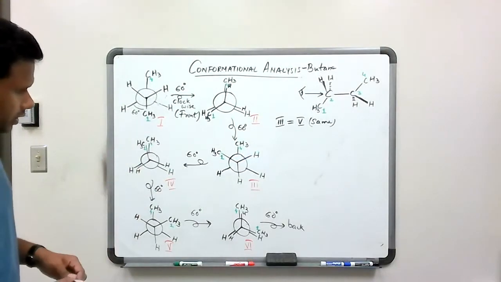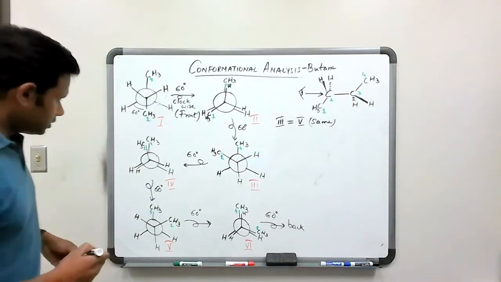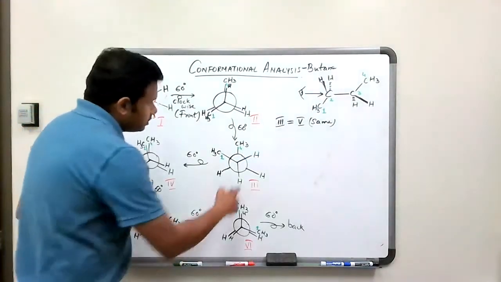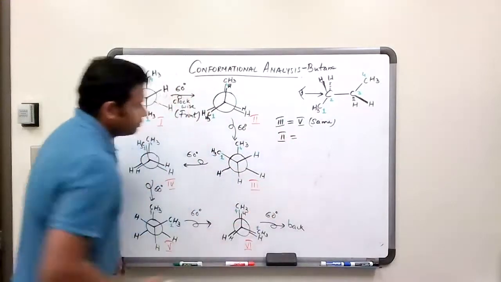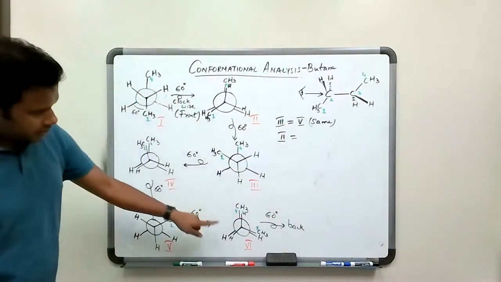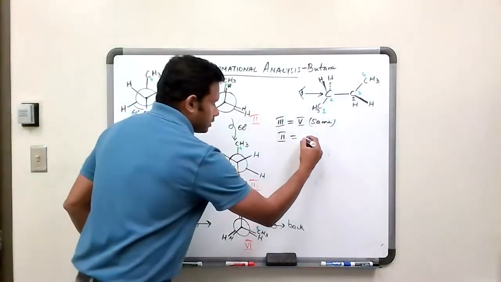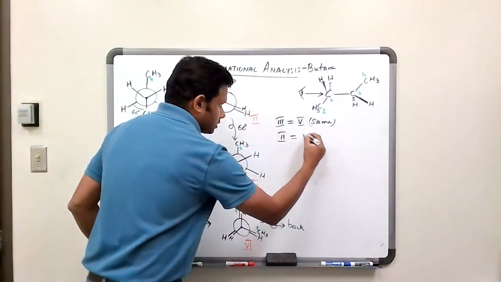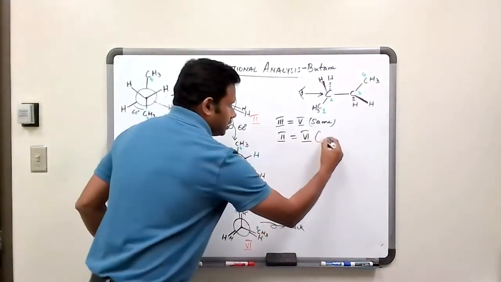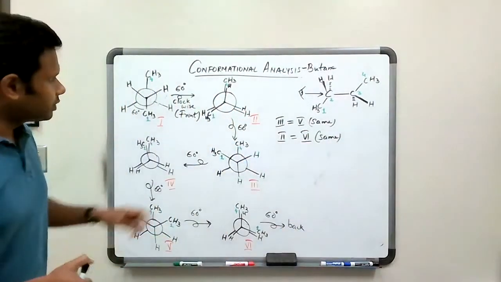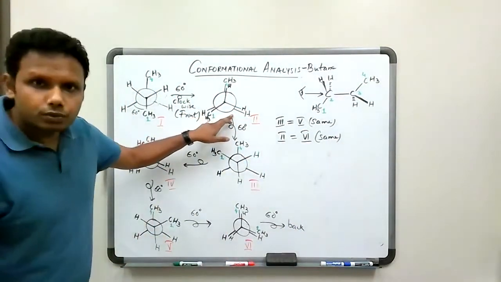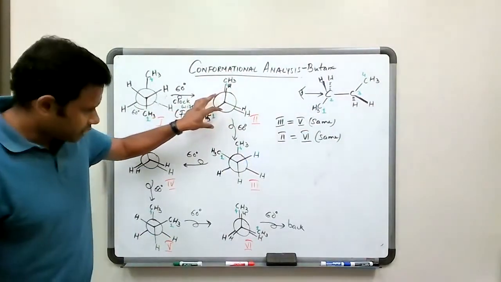It looks like structure 2 should be the same as structure 6. Okay, this should be the same as structure 6. They should have identical energies, because what I see in structure 2 is that it's an eclipsed conformation.